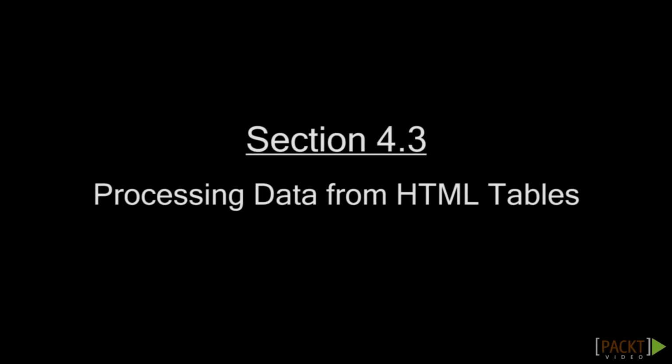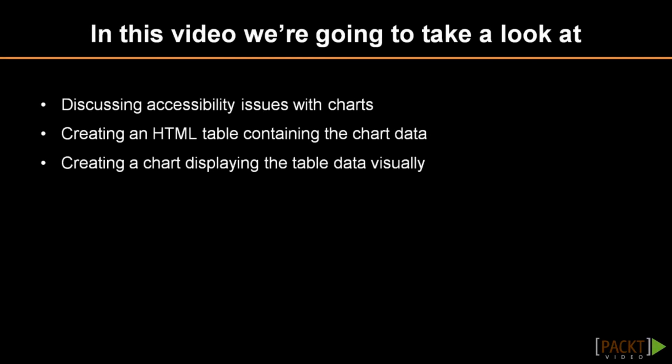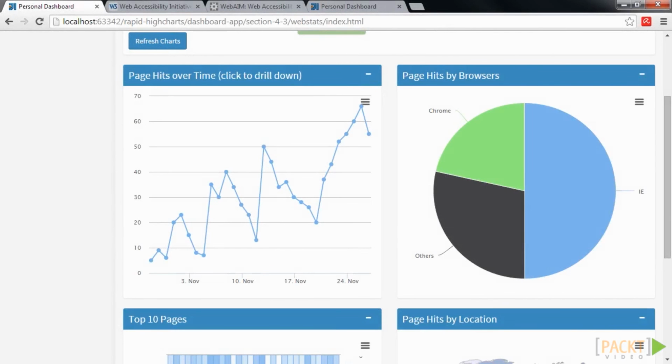All the charts we have created so far put those people at a disadvantage who cannot process visual data. So, in this last video of this video course, we will discuss some accessibility issues and then find a way to overcome them by putting the data we want to display into an accessible HTML table and creating a chart from that data. Let's first discuss why charts are not accessible by default.